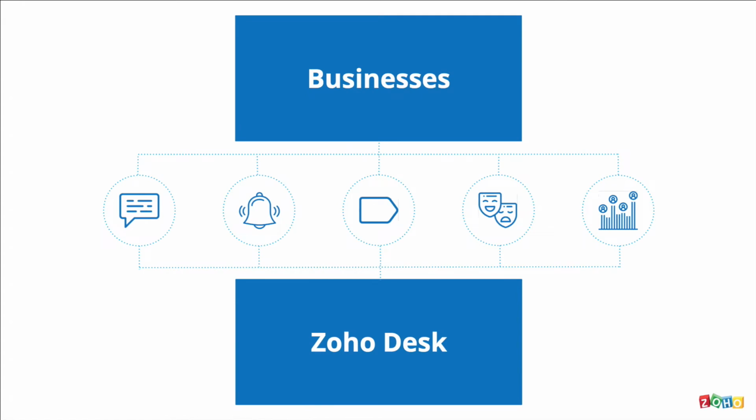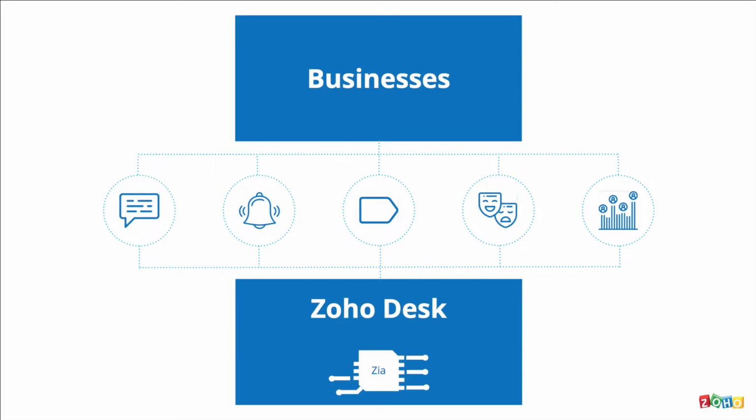Let me pull up this layered architecture to show you where Zia slots in. At the heart of Zoho Desk is an AI engine. So you will see that at different places in the product, Zia plays a key role in executing functionalities that help you with your support operations. And you have businesses such as yours as the top layer here. There are four benefits that businesses can draw from Zia: chat assistance, anomaly reporting, context tagging, sentiment analysis, and real-time insights. Let's go through each one.